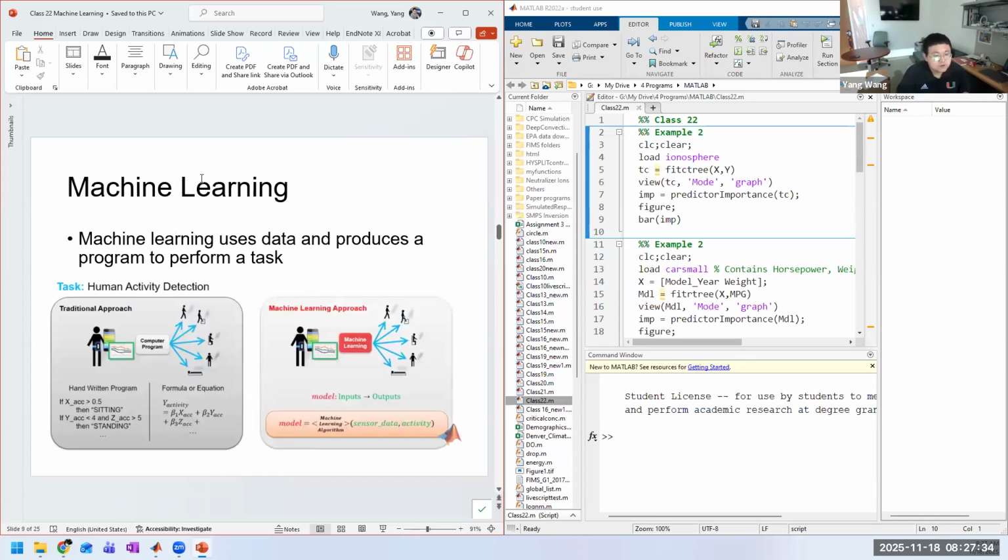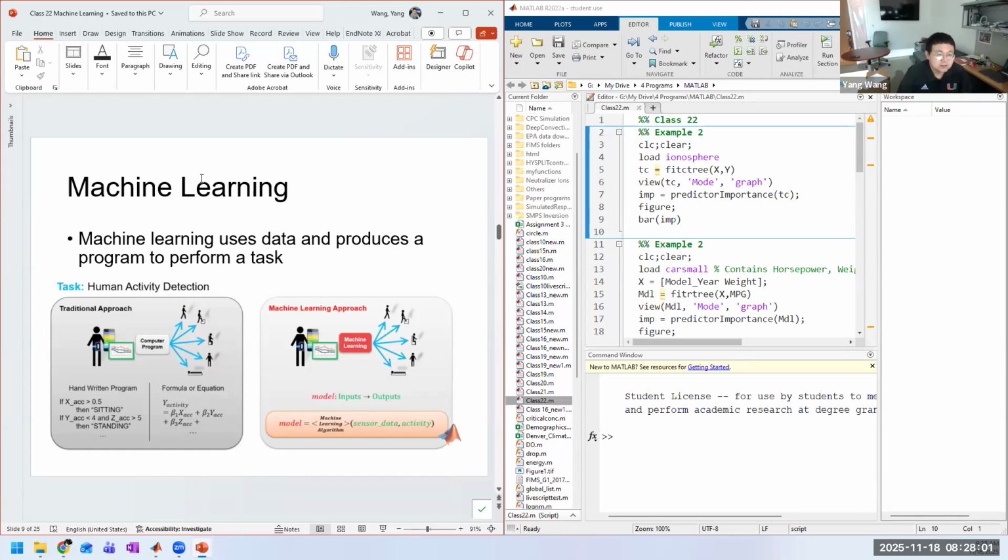So here, I just want to talk a little bit more about machine learning and what type of problem we're trying to focus on, the different categories of machine learning, and then how we should perform machine learning. And eventually, we're going to go through two very basic examples. So machine learning, as we introduced, uses data and produces a program to perform a task.